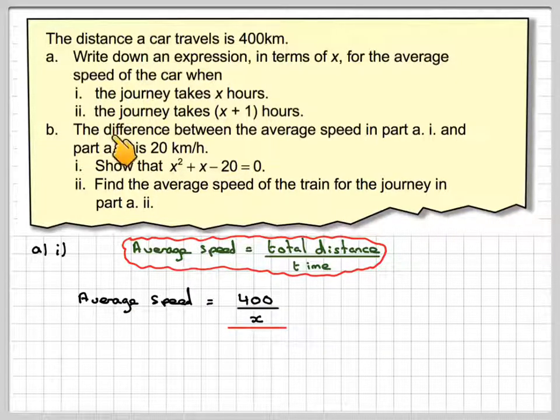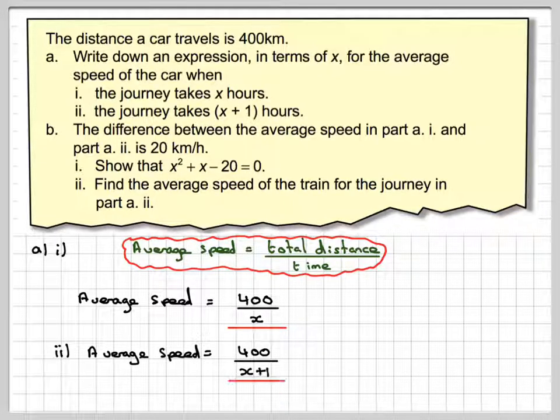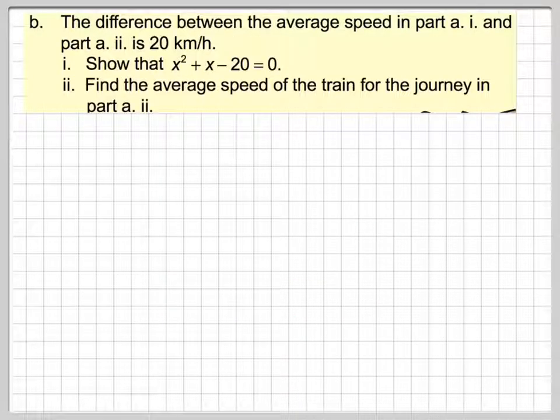In the second case, the journey takes x plus 1 hours. So therefore the average speed will be 400 divided by x plus 1, because the time then is x plus 1 hours. These are in kilometers per hour. It then says the difference between the average speed in part A1 and part A2 is 20 kilometers. Show that x squared plus x minus 20 is equal to 0.